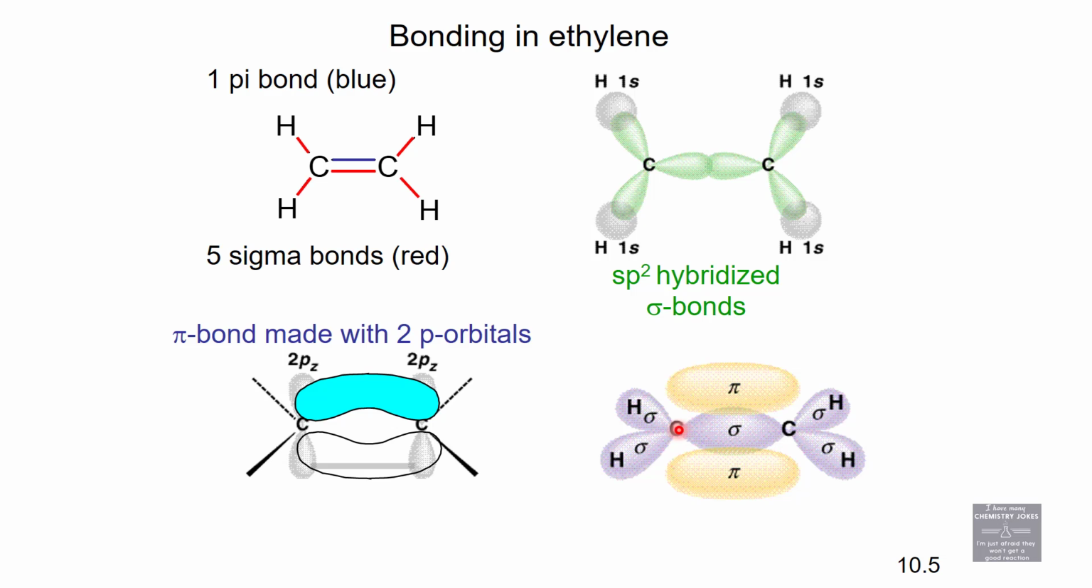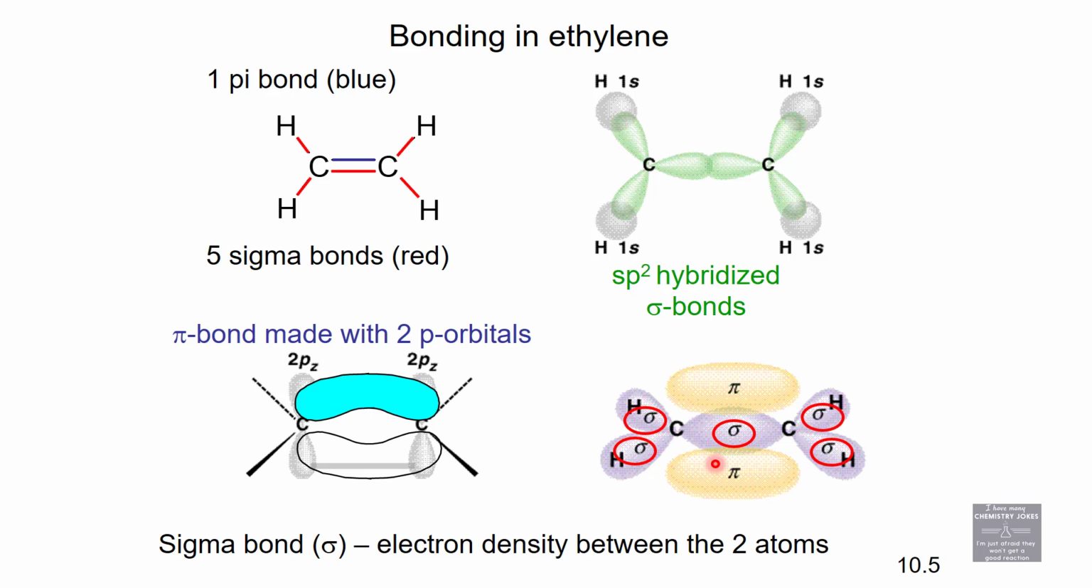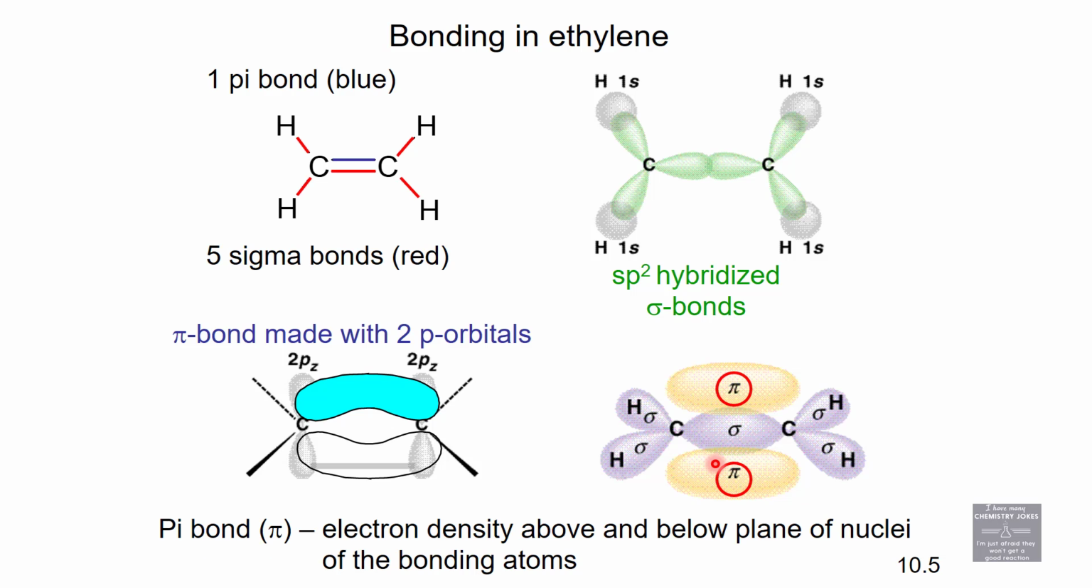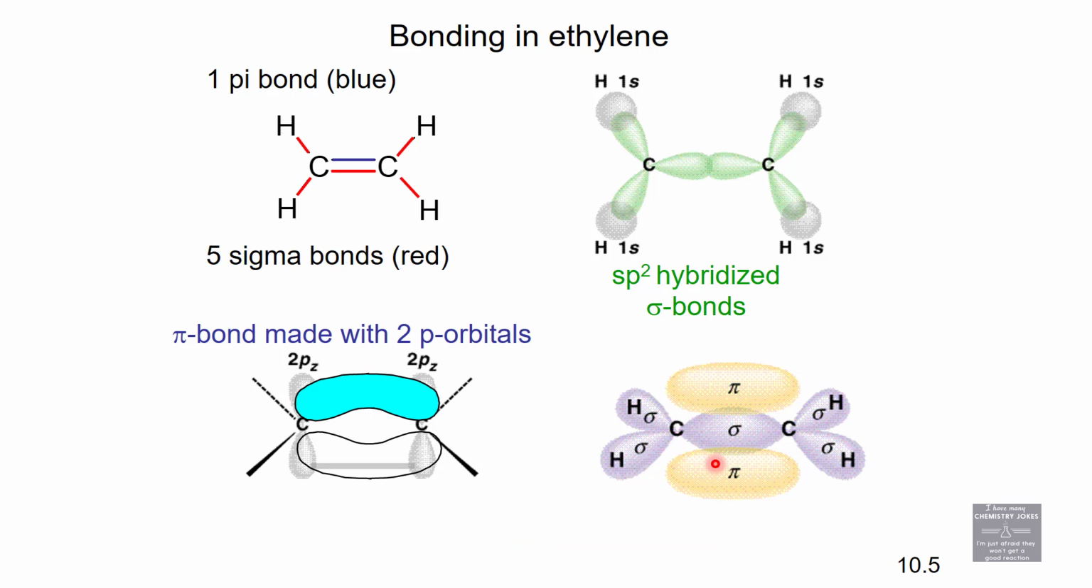Sigma bond is direct overlap between the atoms. Pi is above and below the plane. This is not two pi bonds. One single pi bond has electron density above and below. Sigma bond directly between, pi bond above and below. This is only one pi bond.